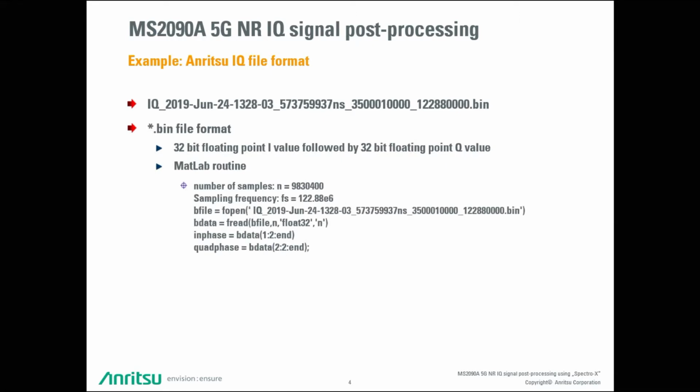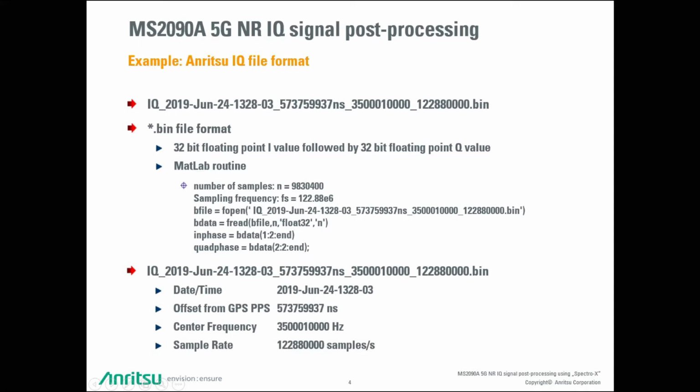The file is a 32-bit floating point file format that contains, one after the other, first the I and then the Q values. An advanced user can easily import these files into standard MATLAB applications, using these simple routines. The file name is built out of date and time, GPS PPS offset, center frequency in Hertz, and the sampling rate in samples per second. That's all.